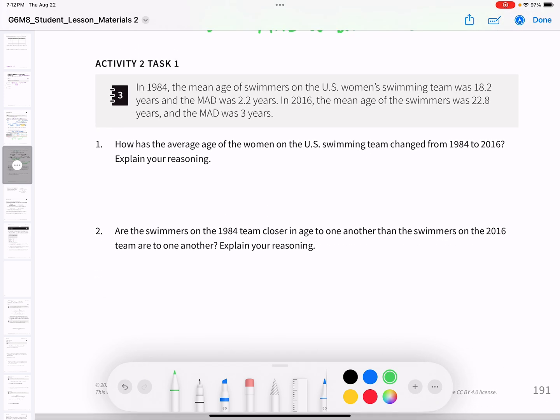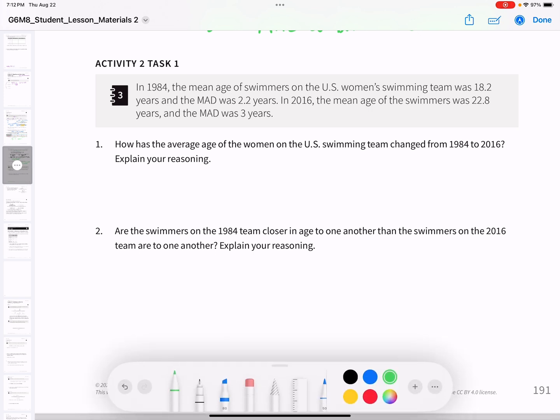Activity 2. In 1984, the mean age of swimmers on the U.S. women's swimming team was 18.2 years, and the MAD was 2.2 years. In 2016, the mean age of the swimmers was 22.8 years, and the MAD was 3 years. How has the average age of the women on the U.S. swim team changed from 1984 to 2016? Explain your reasoning.